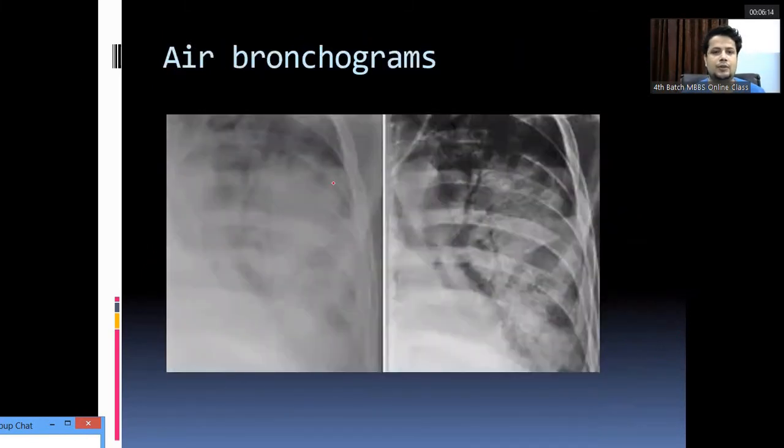So coming to this picture, we can see there is ill-defined fluffy opacity in the left lung, the left middle and the lower zone, and we can see the presence of patent bronchi within. These are the air bronchograms, and the presence of air bronchograms is the hallmark of consolidation. It means if you see air bronchogram, then you should call it consolidation.